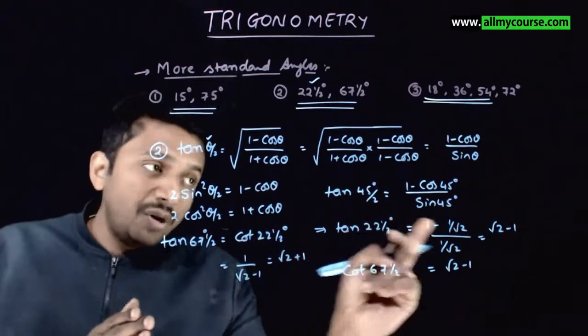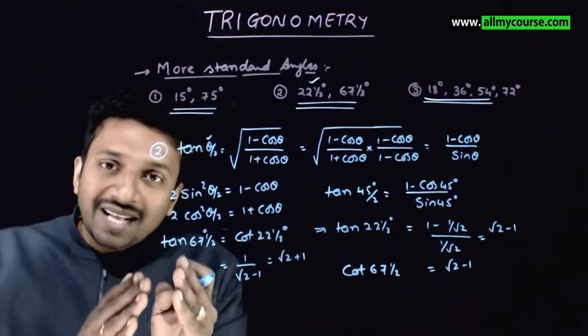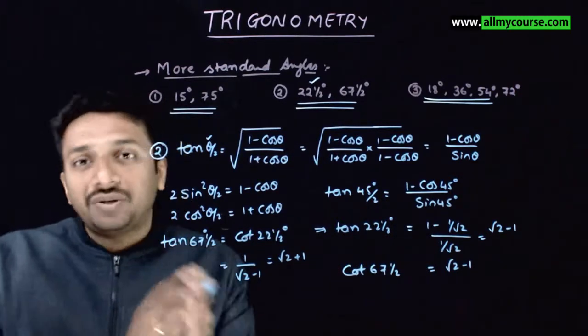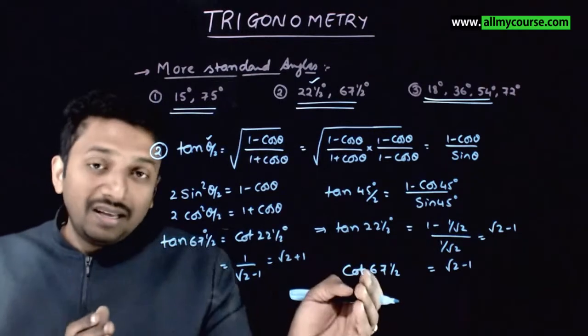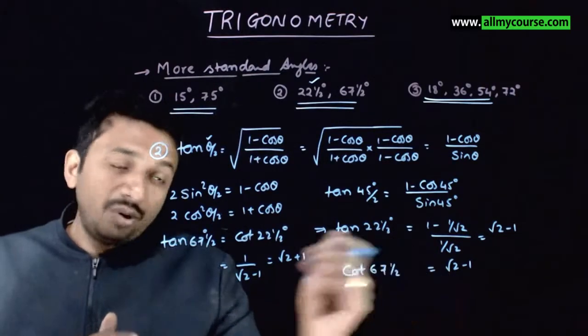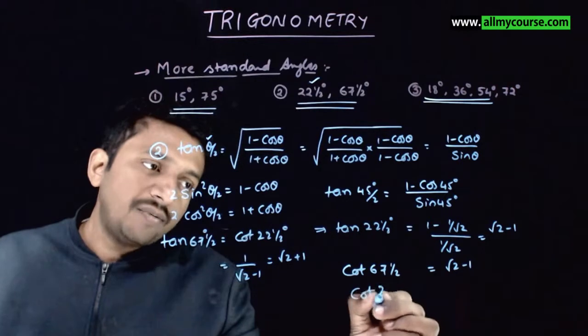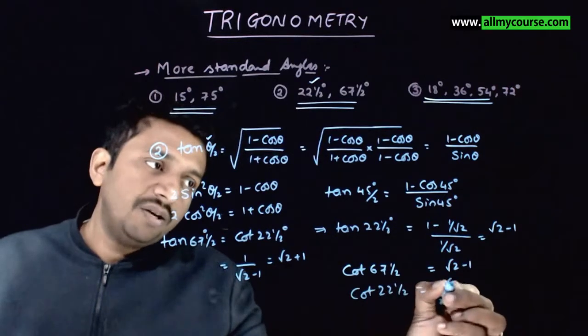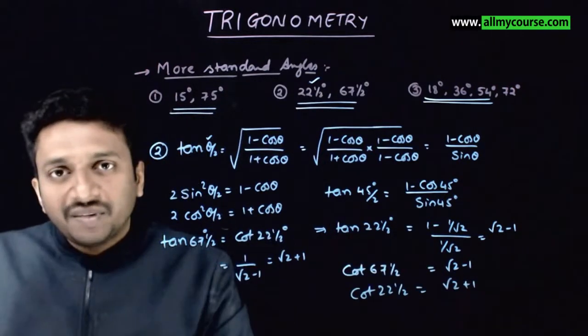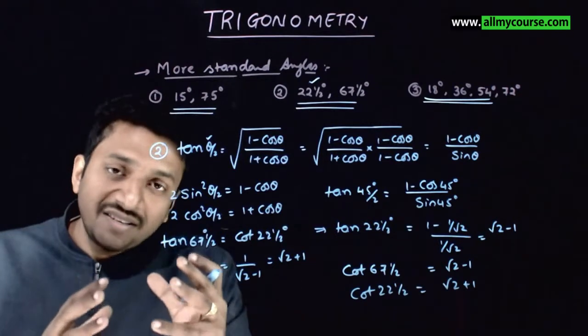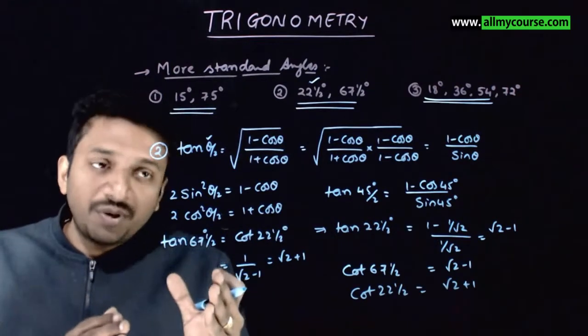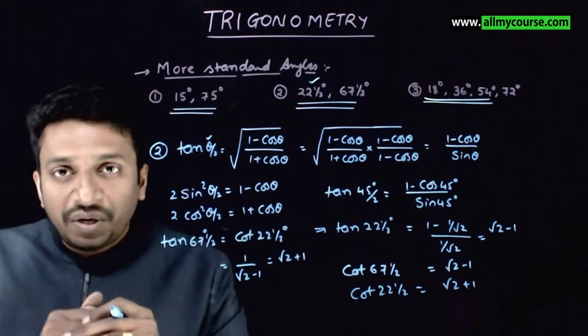So tan 22.5 is root 2 minus 1. Tan 67.5 is root 2 plus 1. Cot 67.5 is root 2 minus 1. Similarly, cot 22.5 will be equal to root 2 plus 1. So these are the standard trigonometric values corresponding to 67.5 and 22.5.